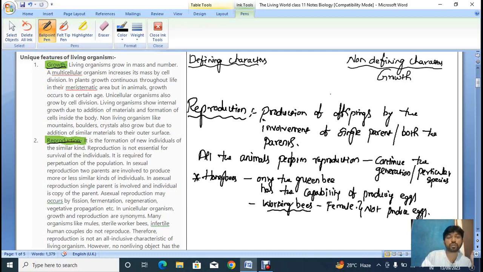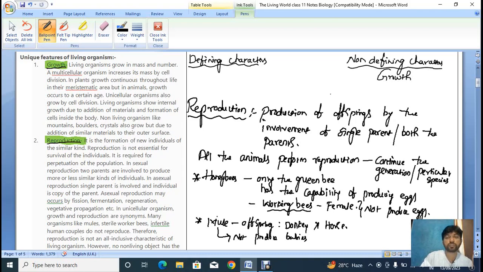Then another example, mule is an offspring formed by combination of donkey and horse. This mule also does not produce babies. Okay, now mule is not a living organism. It is a living organism only, right?